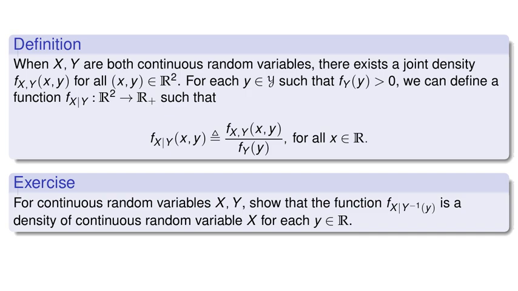As an exercise for continuous random variables x and y, show that the function which for a fixed y maps x according to f sub x given y as defined above is indeed a valid probability density function for the continuous random variable x.